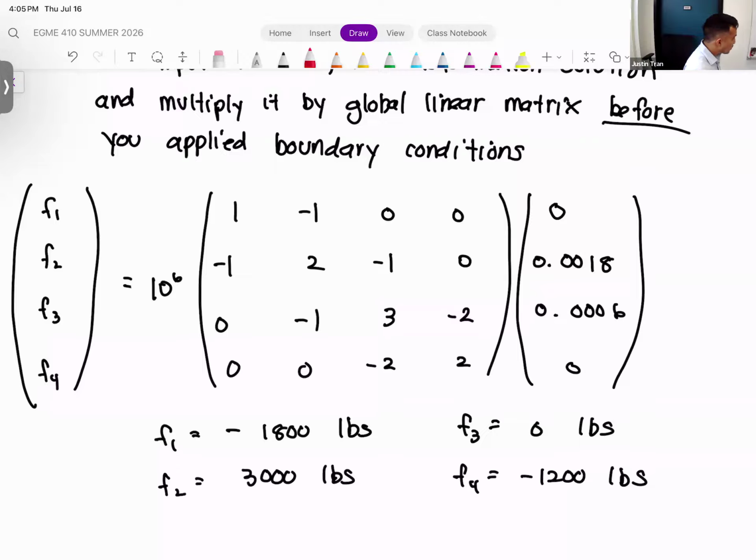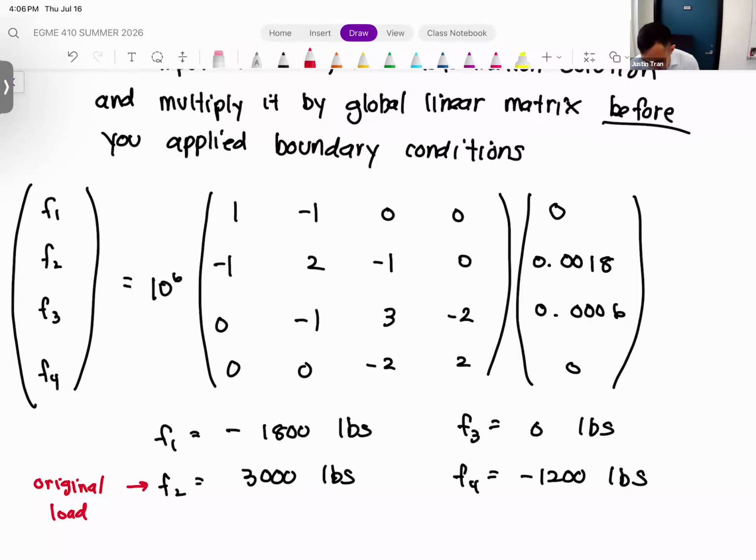First of all, what you see here is that the sum of all of these forces is 0. This is one way to do a sanity check for your solution, and it means that this structure is indeed in static equilibrium. The next thing you should notice is that F2 is exactly 3,000 pounds, which is what we applied to our system to begin with. This is our original load. That makes sense, because that's the force that we applied.